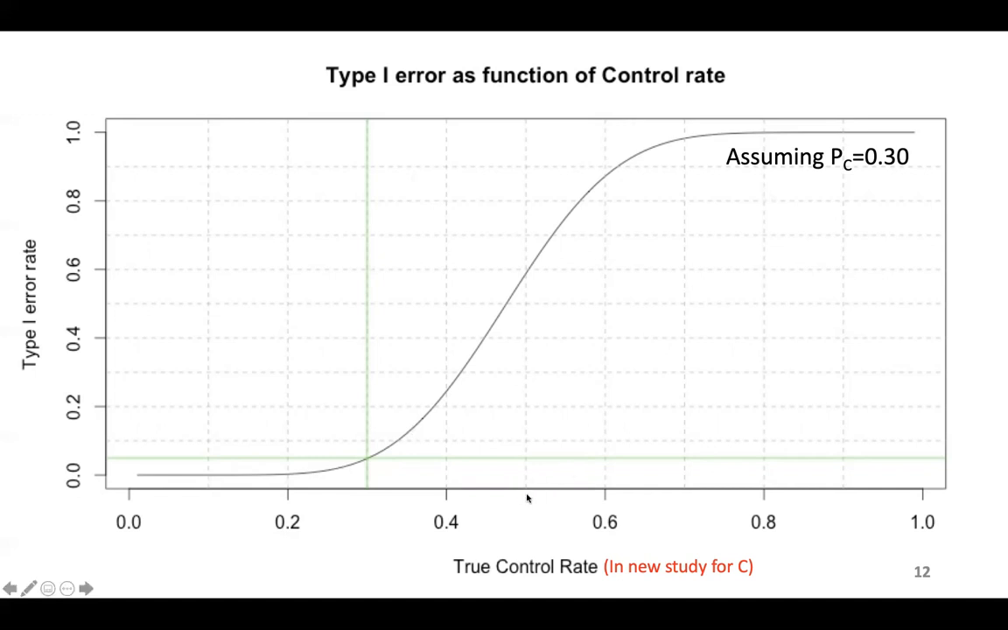But under the example I gave, where the new control is actually 50% if we would enroll it, we have a probability of 58% of rejecting the null and saying A is better than C. That's a type 1 error because in reality, they're no different. Control is 50% and active is 50%. But we reject the null against 30%, which is our estimate of the control, and we have no new data on the control. So that trial has a 57% type 1 error rate compared to what this new control rate would be.